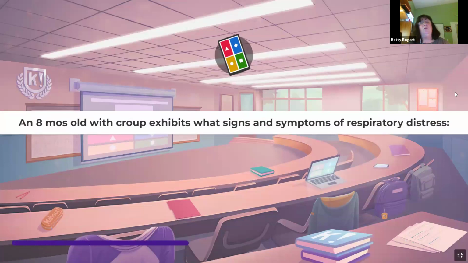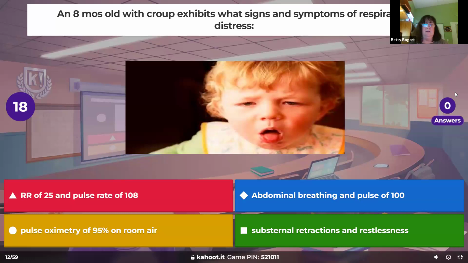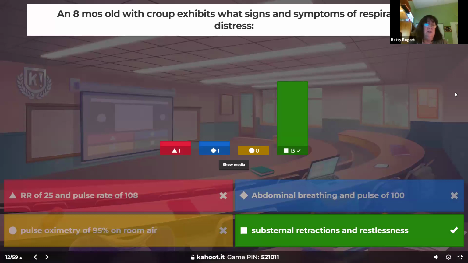An 8-month-old with croup exhibits what signs and symptoms of respiratory distress? So you have an 8-month-old in respiratory distress. What tells you that? Respiratory rate 25 to 108 is fine. Pulse ox of 95 is perfect. Abdominal breathing, but pulse of 100, no, it'd be higher. Retracting, restlessness, tachypnea, tachycardia.